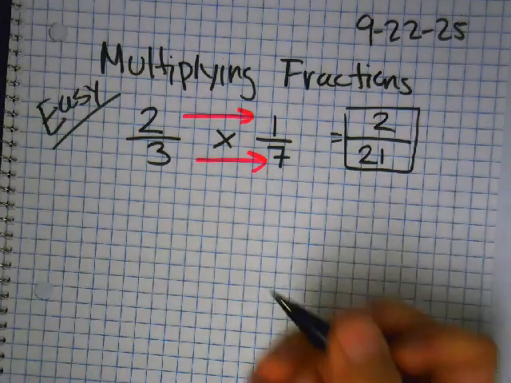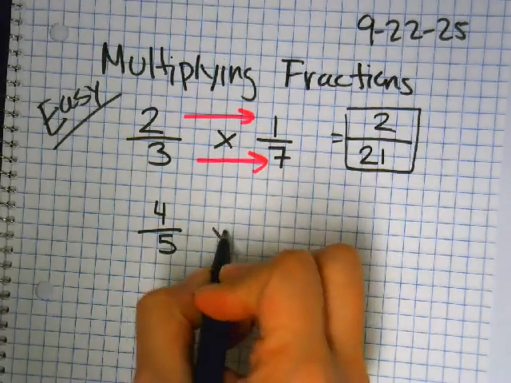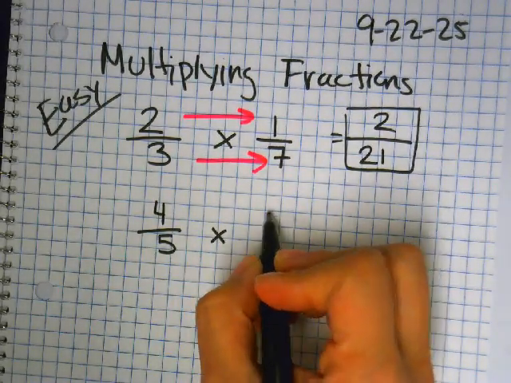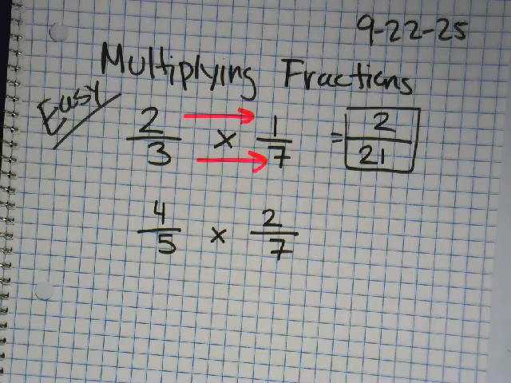So let's say I have 4/5 times 2/7. Another 7. So 4/5 times 2/7. Do I have to find common denominators? Nope. All I have to do is multiply straight across. Straight across. So Sienna, what'd you get?